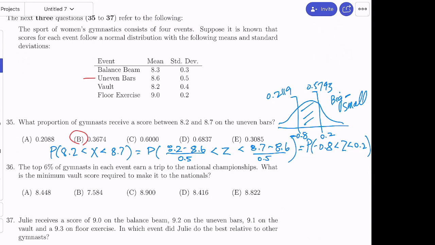Everyone agree? So that's for question 35. B is the right answer. Okay, next one, unless you have questions.